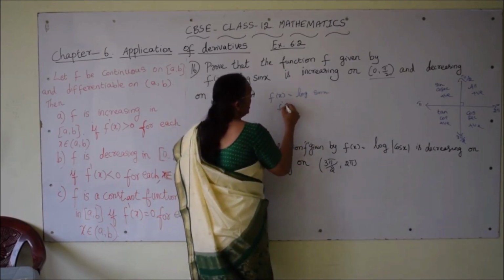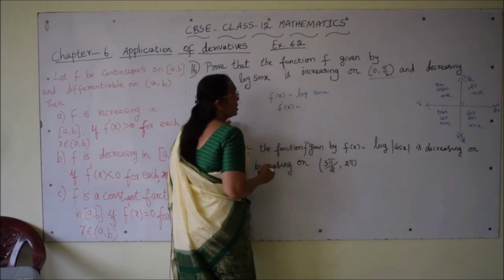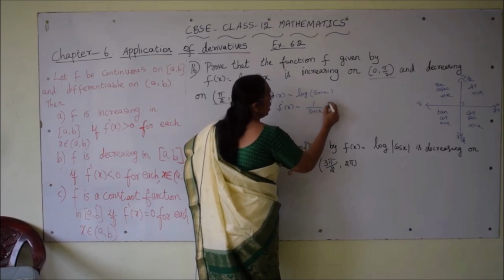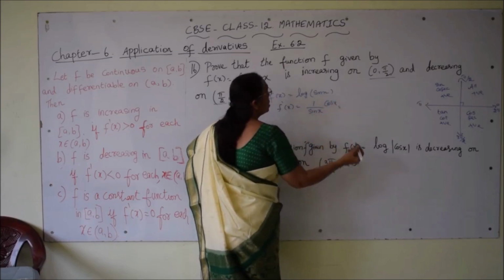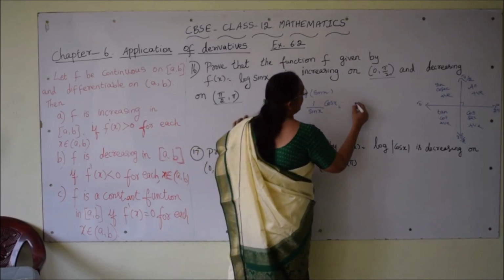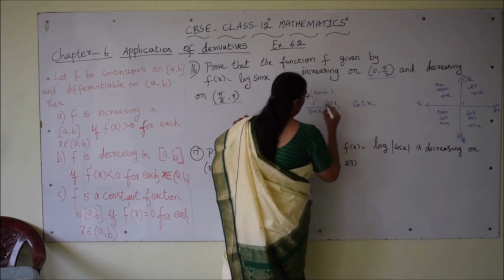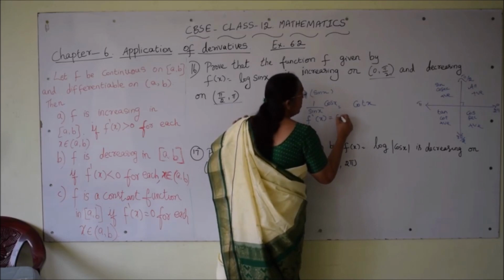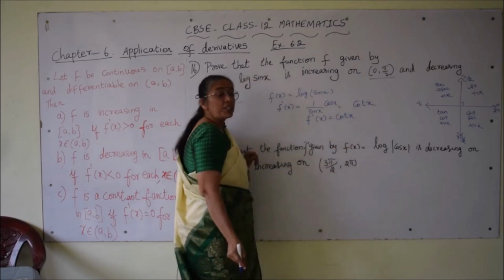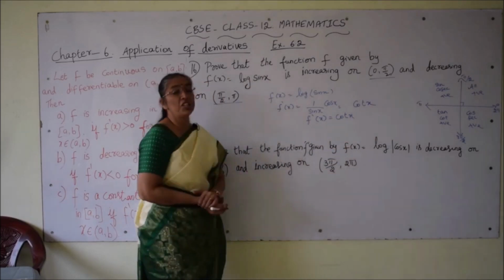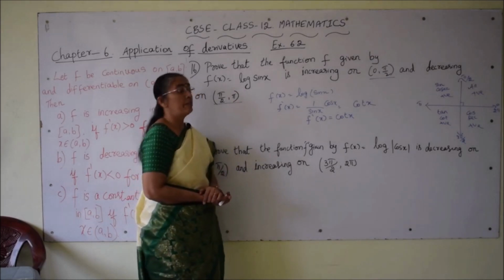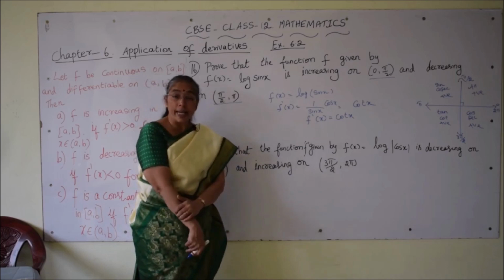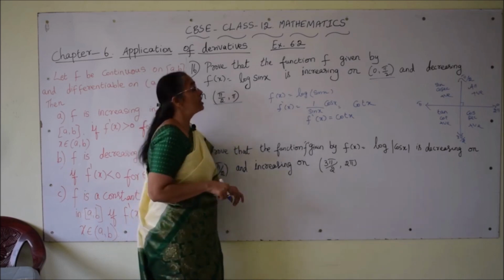So, f dash of x is differentiation of log sin x, which is 1 by sin x into differentiation of sin x, which is cos x. So, cos x divided by sin x is nothing but cot x. Now, f dash of x is cot x. We have to check in which intervals the cot x function is positive, in that interval the function is increasing, and in which interval cot x is negative, in that interval the function is decreasing.